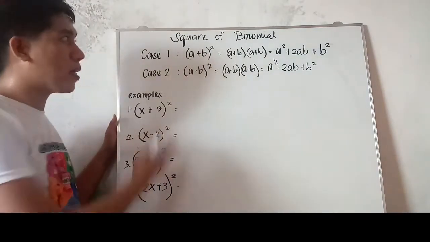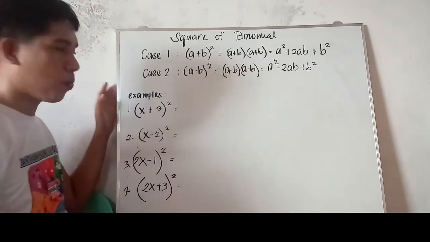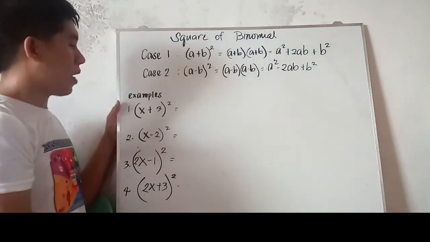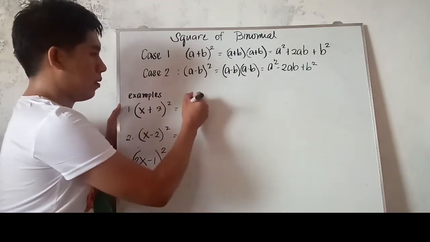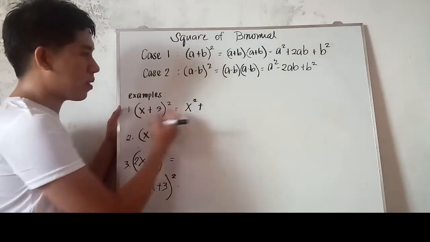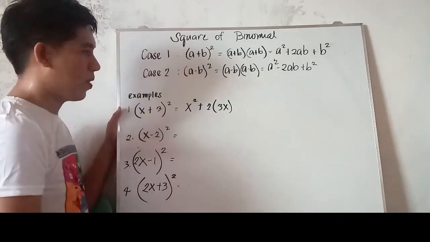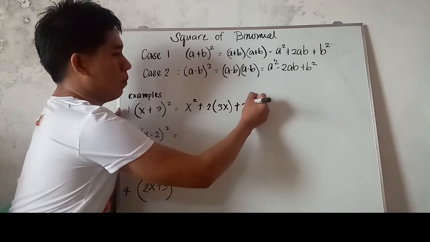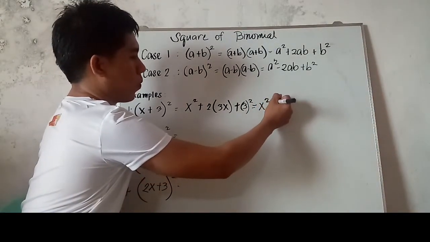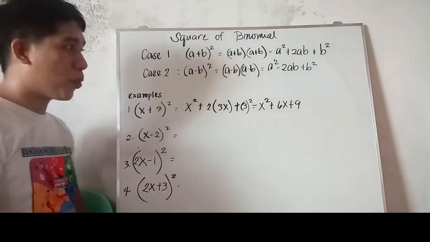So I have here 4 examples for us to illustrate those cases mentioned. First one is (x + 3) raised to the power of 2. This is in case number 1. We will take the square of our first term, x, get the square, then take the product of the first and the last. We have 3 times x, 3x, multiplied by 2, twice the product of the first and the last term. Plus 3 squared, the square of the last term, which is 3. So to simplify, we have x squared plus 6x plus 9. So that is for number 1.